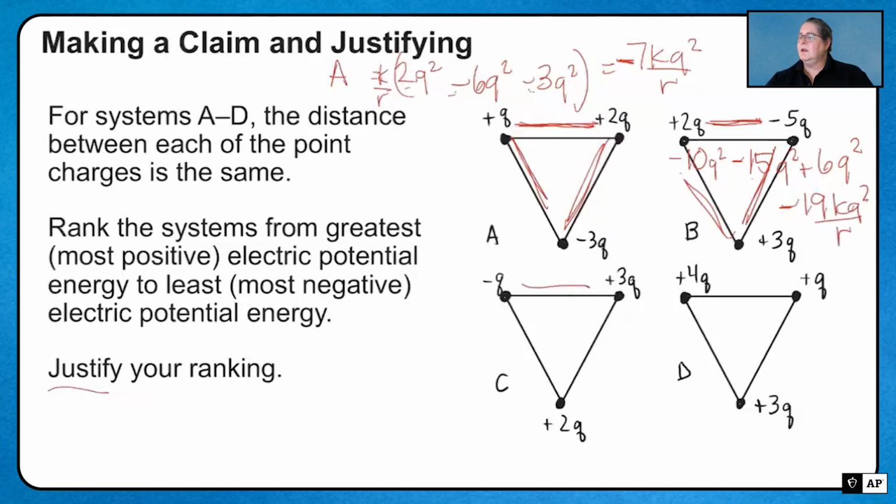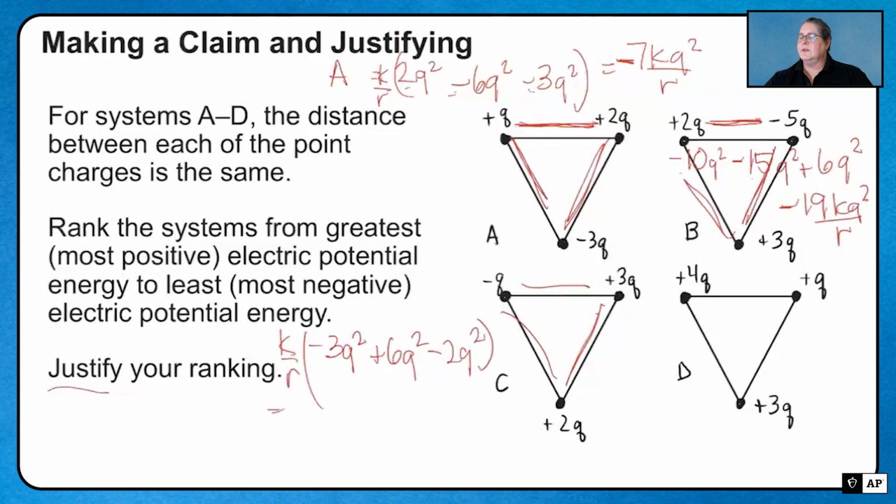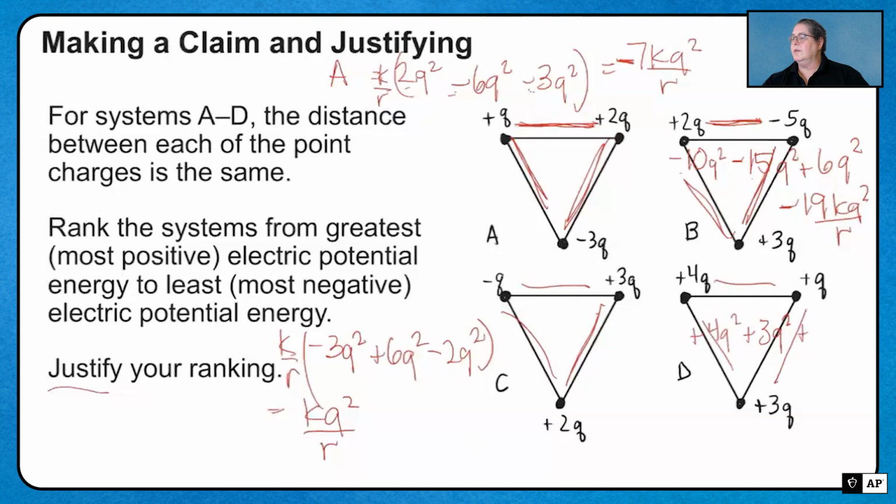If I look at C, I'm going to have negative 3Q squared. Here I'm going to have plus 6. And here I'm going to have minus 2. So this is going to give me just KQ squared over R. And then for D, again doing the same thing, I'm going to have plus 4, plus 3, plus 12. They're all positive. So that gives me 19 KQ squared over R.